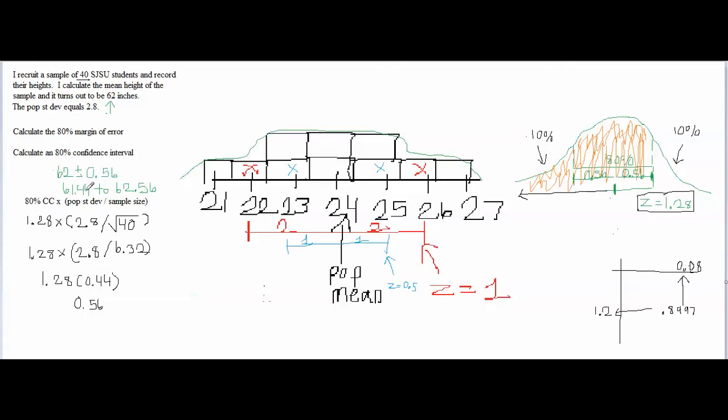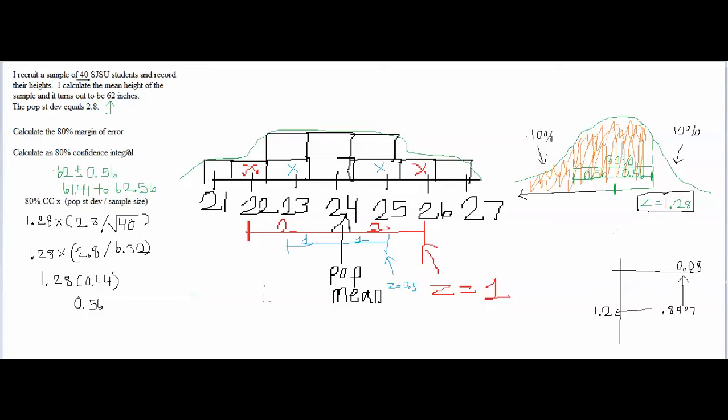And as long as we selected one of the middle 80% and we didn't get a sample from one of the tails, then our 80% confidence interval does cross over the population mean, meaning the mean of all San Jose State students.